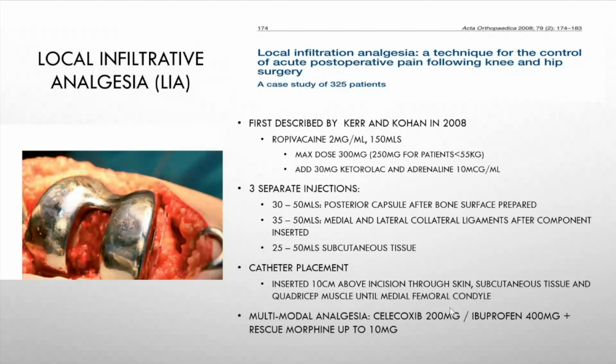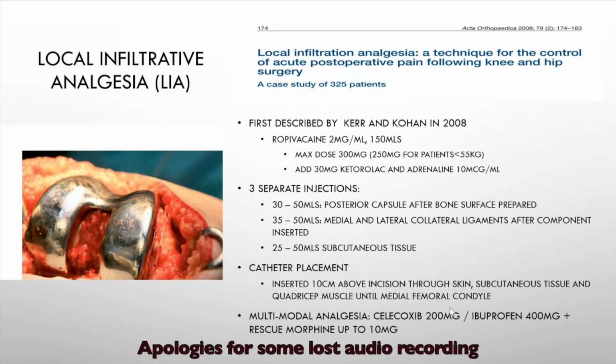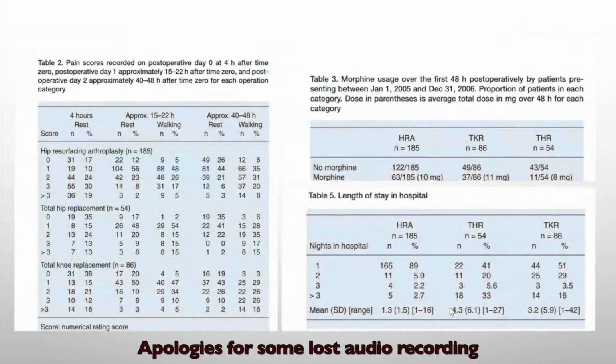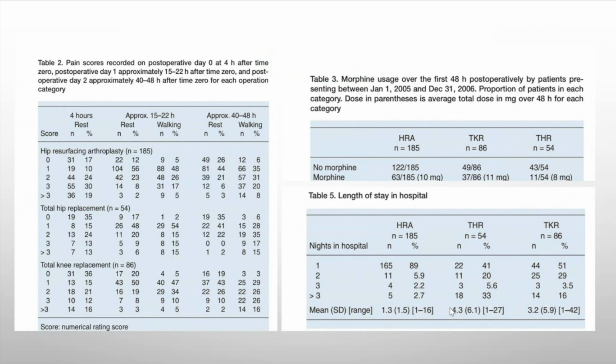They use 300 milligrams. They give separate injections into the various compartments at different timings, and they target the posterior capsules and the lateral collateral ligaments. So in the setting of multimodal analgesia with celecoxib and total knee replacement, the pain scores are actually quite low, and the length of hospital stay is very low. The effect actually lasts, look at the pain score, the lower one. It can last until 48 hours.